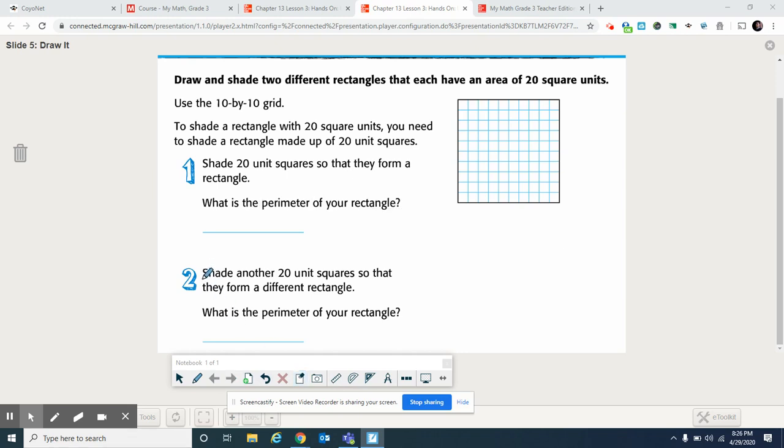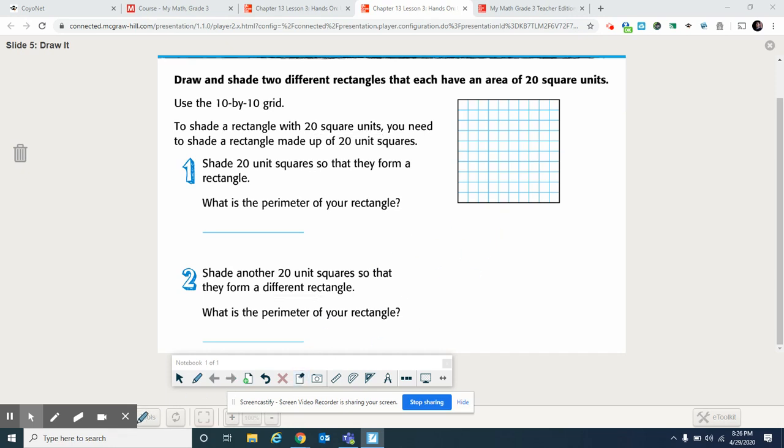Second example, shade another 20 unit squares so that they form a different rectangle. Same question: what is the perimeter of your rectangle? Now we will be shading 20 square units into a different kind of rectangle. All right, so please move on and try to do it.